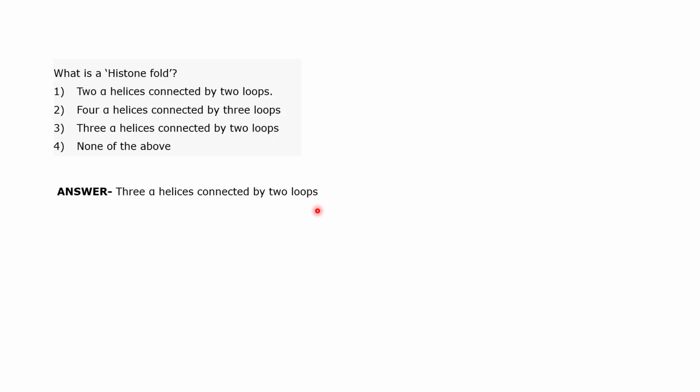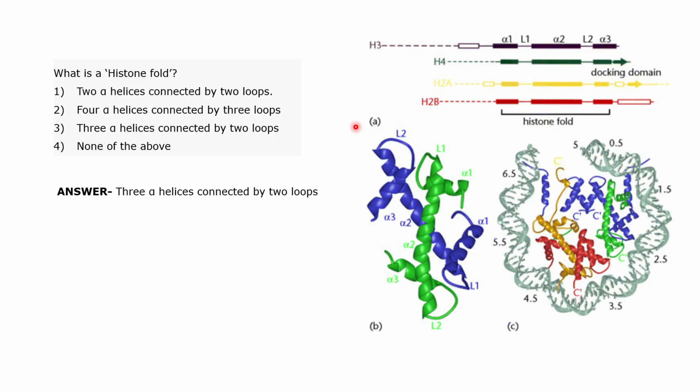Okay, so the answer to this question is 3 alpha helices connected by 2 loops. So this is the basic structure there. You can see that there is H3, H4, H2A and H2B, right? There is a particular structure denoted in between, that is the histone fold. And these broader regions that you see here are represented as helix alpha 1, alpha 2, alpha 3. So there are basically 3 helices present, and in between you can see the loop region. That is, in each case there are 2 loops, right?